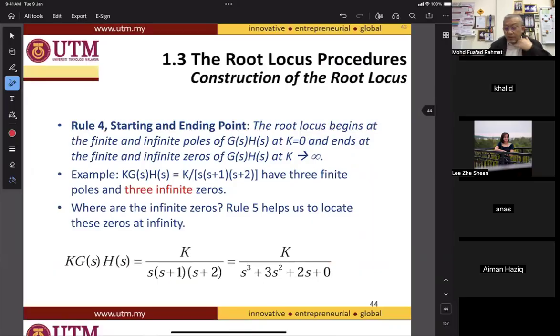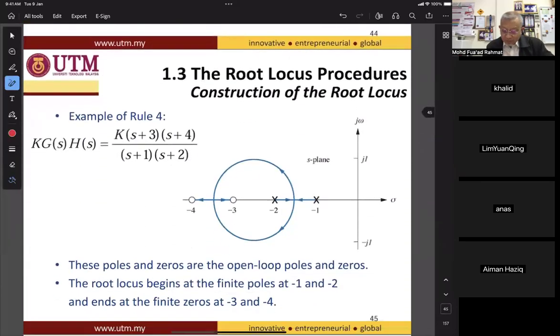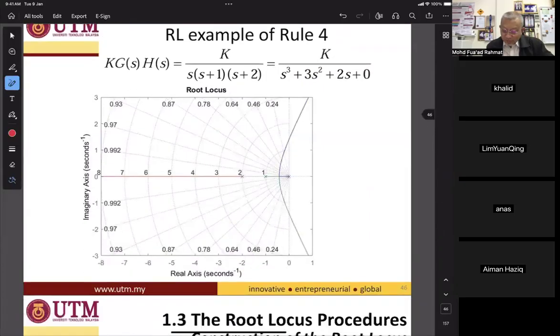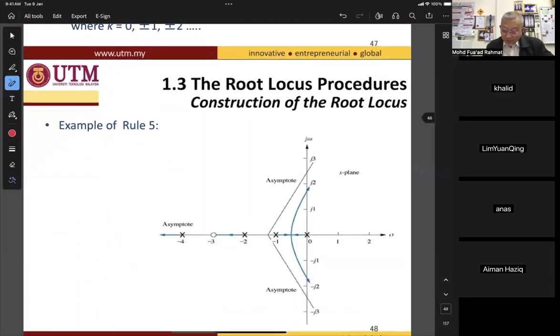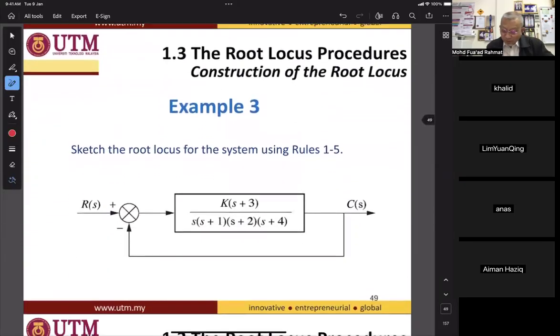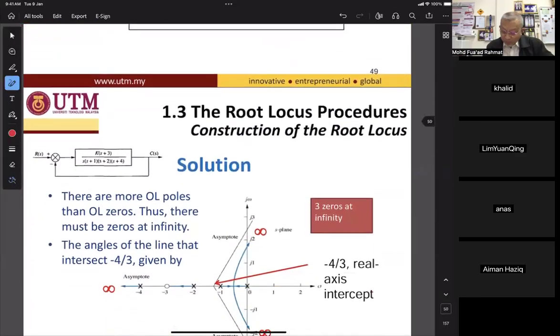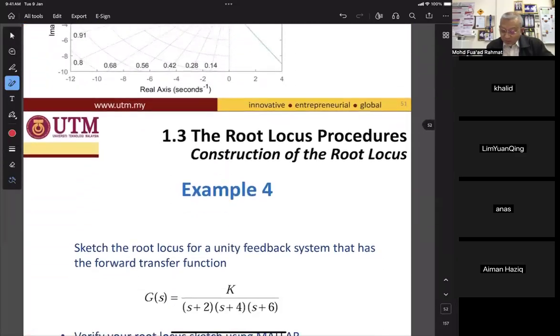Rule number 4 is the starting and ending point. So as I... Sorry, sir, sorry to interrupt. I think you already went through this on Monday. Really? Yeah, I also checked with the recording. We already did up to a certain rule. So where do we stop? Page 59. 59? Sorry about that.